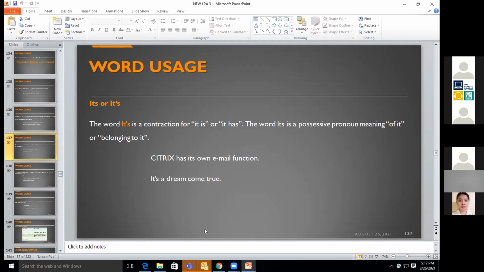The next sentence: it's a dream come true. Because again, it's is a contraction of it is. Just make sure that when you're using this, and if you're confused, try to use it with the words it is. Is that what you're trying to say? If it doesn't sound right, then that's wrong. It's a dream come true. It is a dream come true. If you use it in "Citrix has its own email function," you cannot say "Citrix has it is own email function," right? It doesn't sound correct. So what you use is the one without the apostrophe.